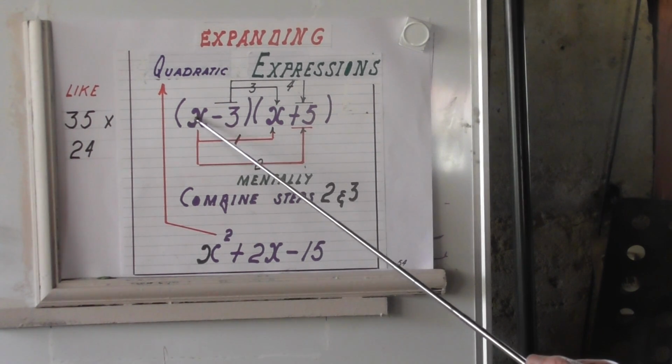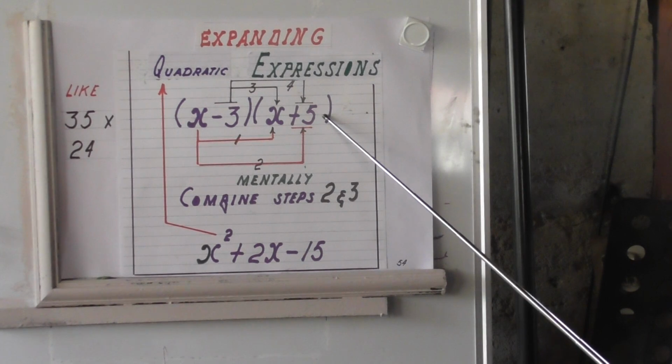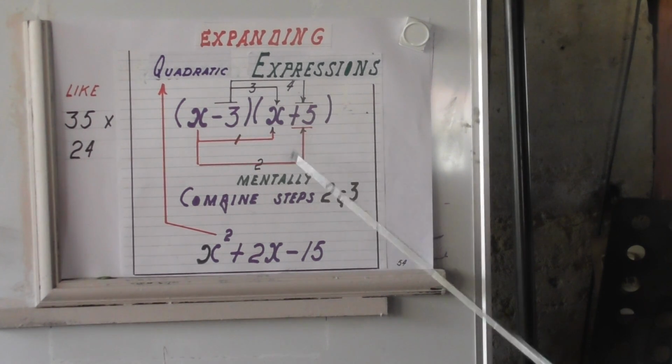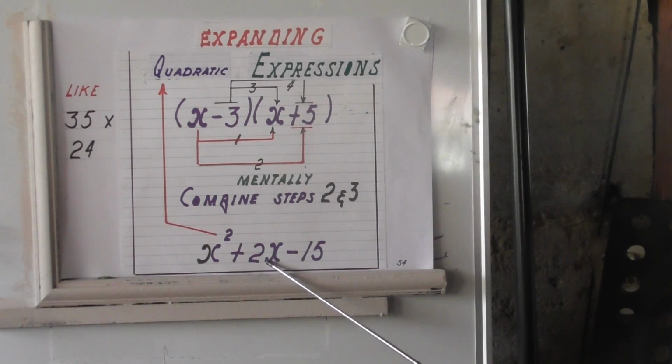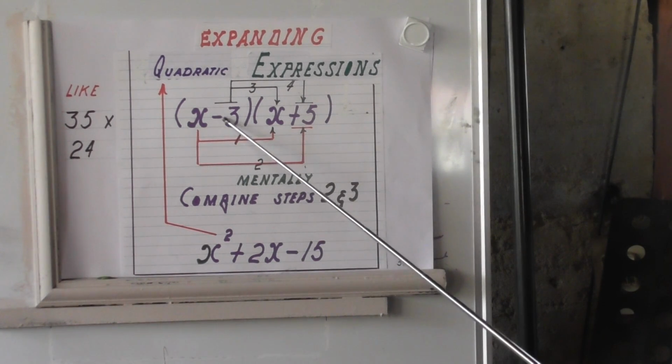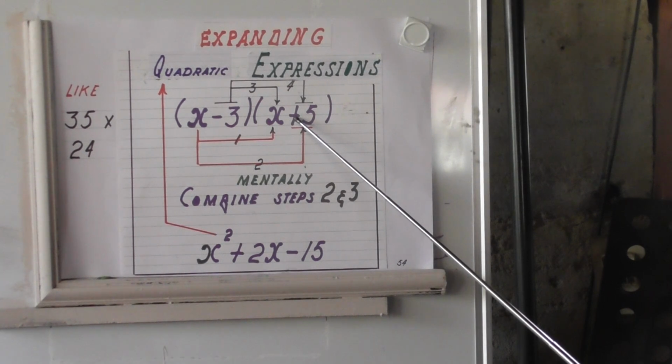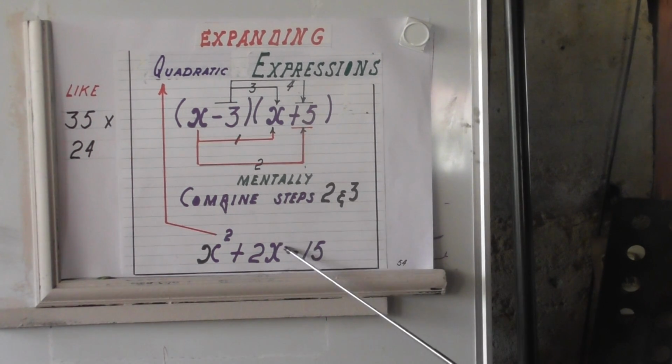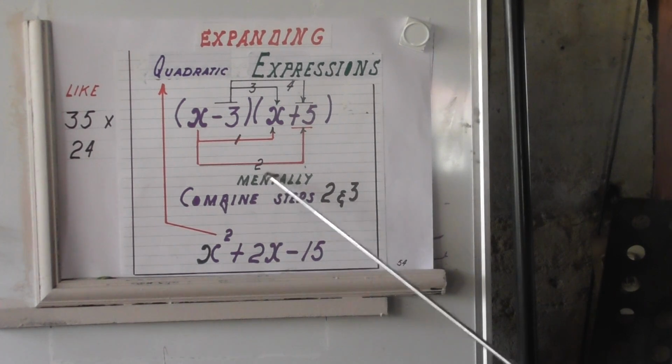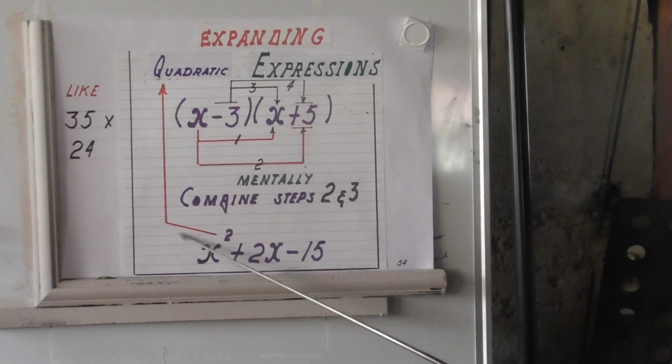So, step 2, positive 5x. Step 3, negative 3x. The positives are winning by 2. And the signs are different. So it's negative 15. Mentally combine steps 2 and 3. It is always the same. So why should you do 50 sums to keep you busy? We have to practice your brain, not your pen.